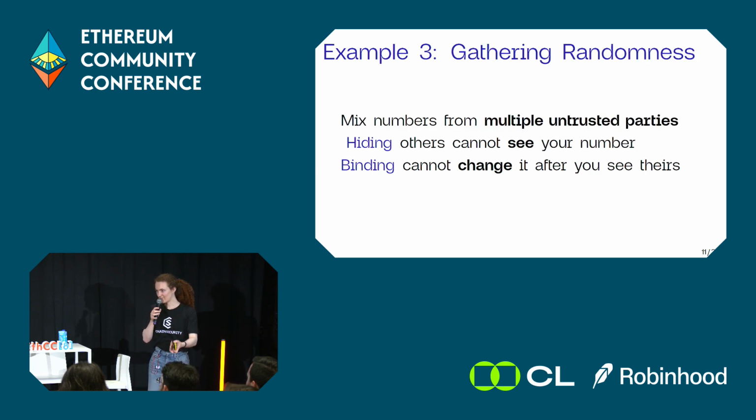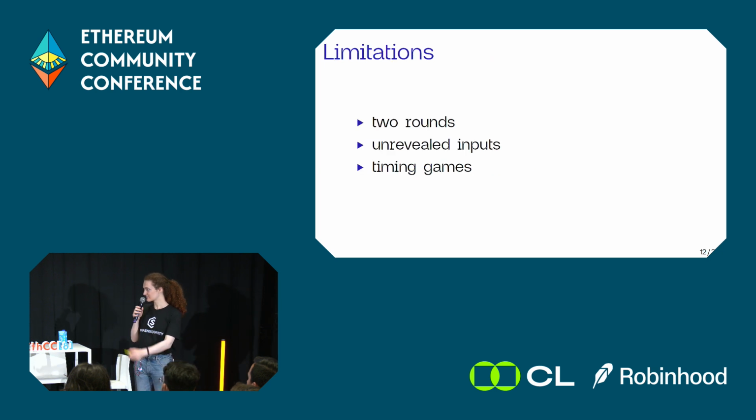And the third example I want to show is gathering randomness. It's a very old idea in blockchain called RANDAO usually. And it's the idea that you have multiple parties who will contribute to the randomness. So everyone commits to a number, hopefully a random number. Then in a second phase, everyone can reveal that number, and hopefully the resulting output will be random enough.